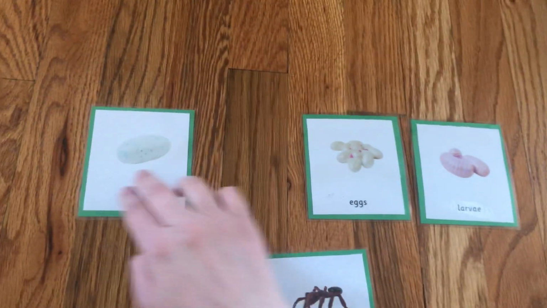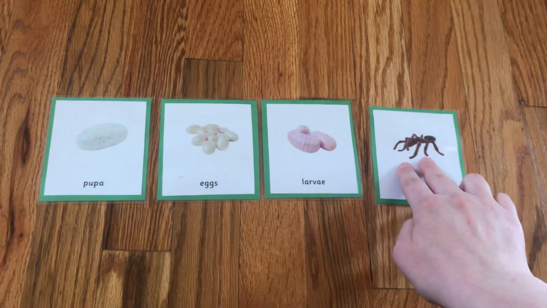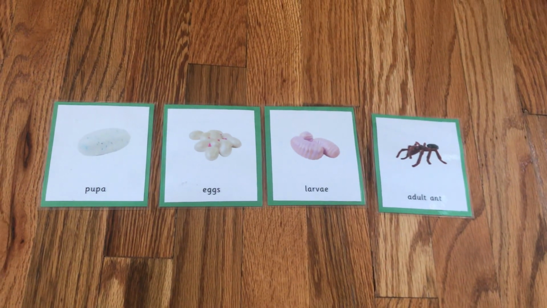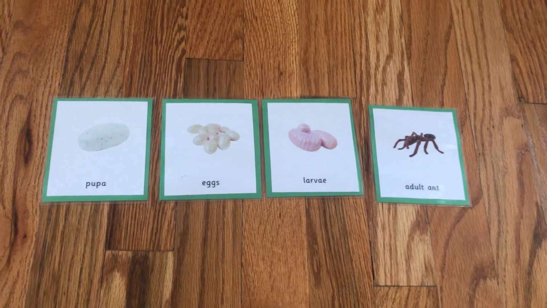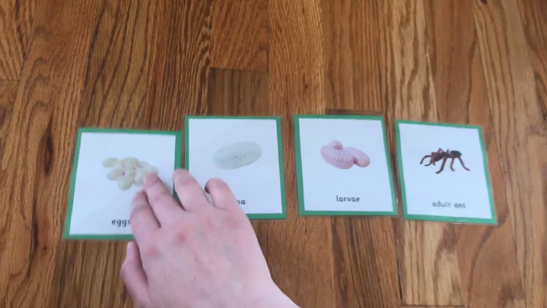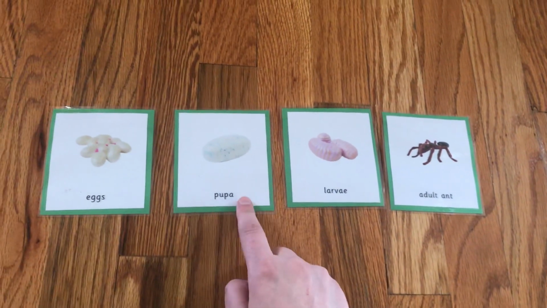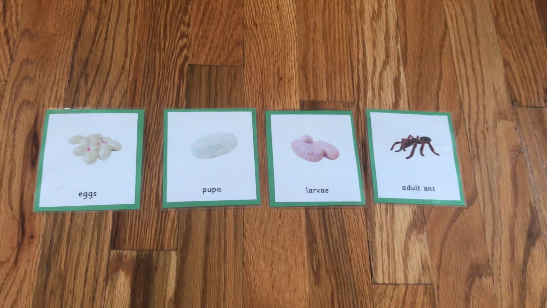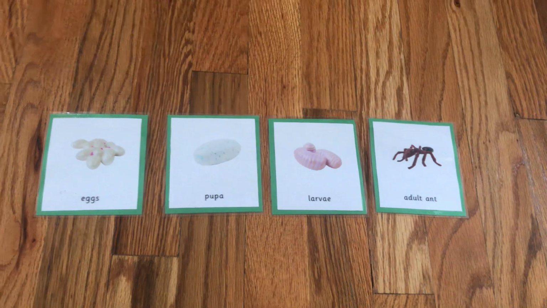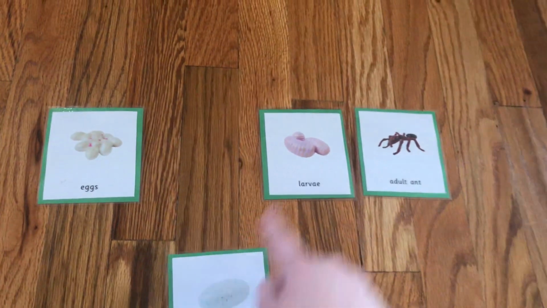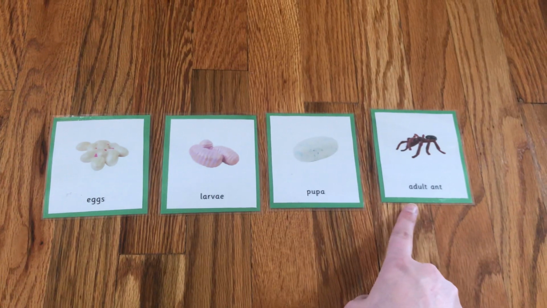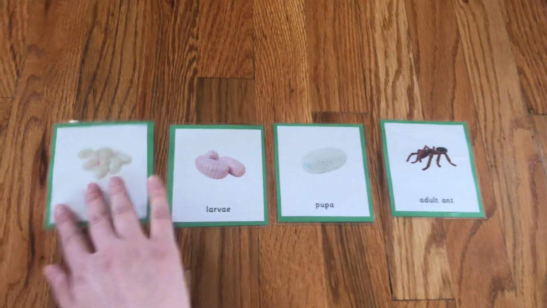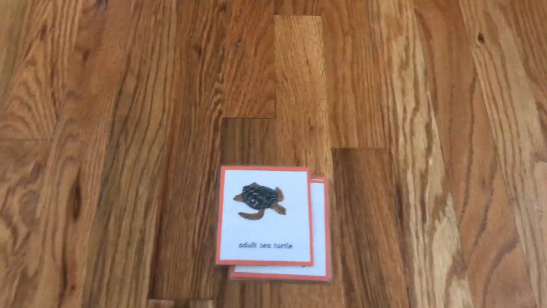So we know what an ant looks like when it's all grown up, so we can move that there. Now it gets tricky. What do you think goes first? Pupa, eggs, or larva? Yeah, eggs. For sure. Eggs, pupa, larva, ant. Do you think that's right? No, you're right. I think we need to make one little switch. Just like that. Eggs, larva, pupa, adult ant. Good job. Isn't this fun, learning so much about animals and insects and how they grow?